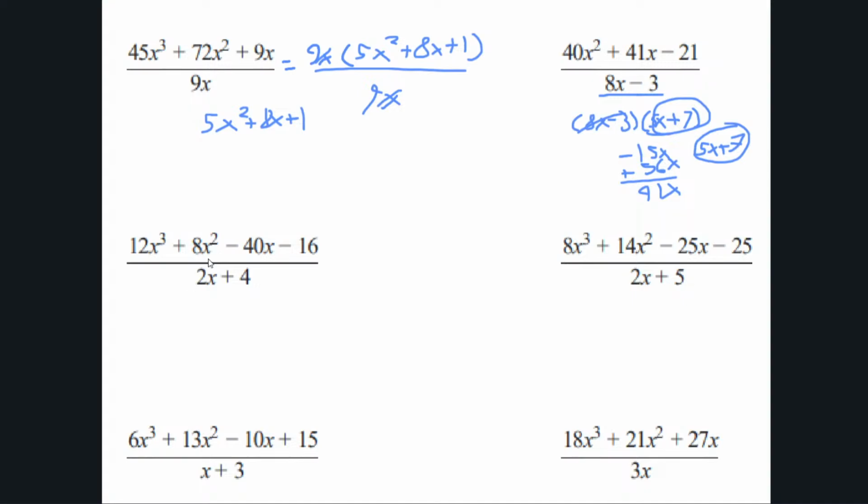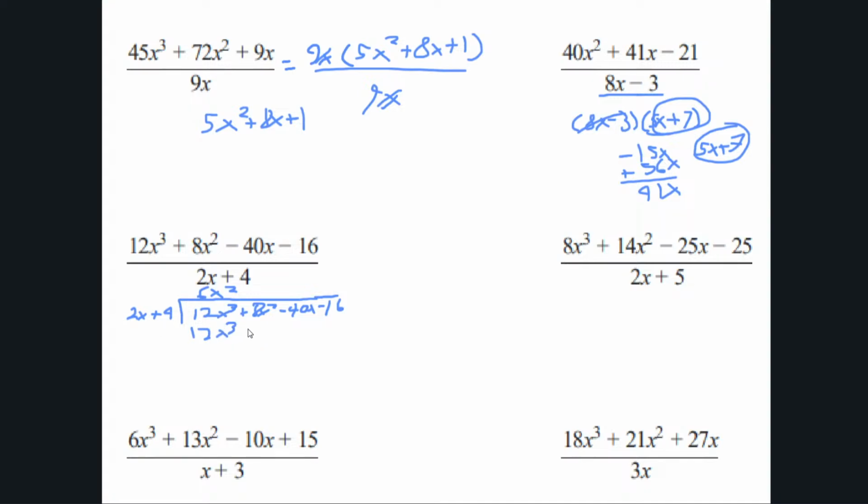12x cubed plus 8x squared minus 40x minus 16. Okay, this is a bit of a longer one. Can we pull out a 2x plus 4 from this? Let's do this the long way. 2x plus 4 into 12x cubed plus 8x squared minus 40x minus 16. Okay, how do we get 2x plus 4 to be the same as 12x cubed? We have to multiply the 2x by 6x squared. And that gives us 12x cubed.